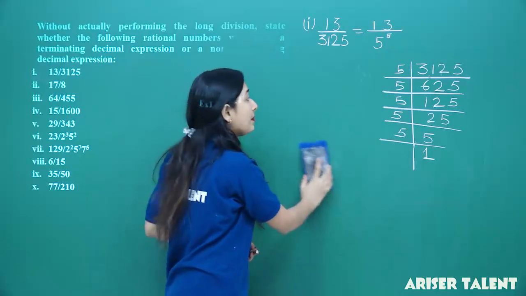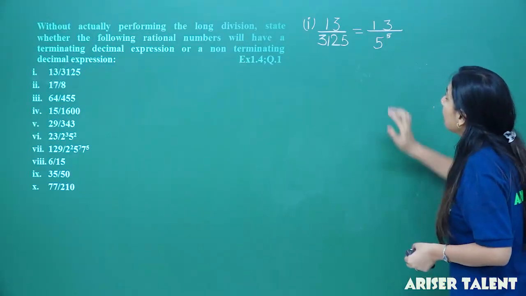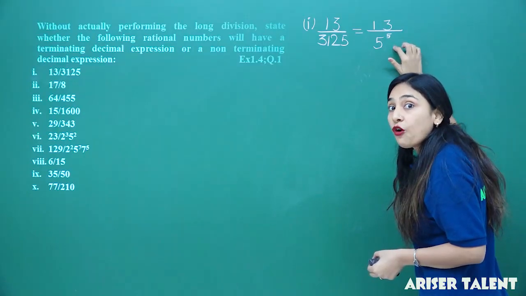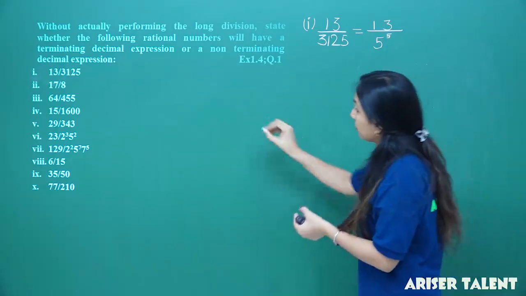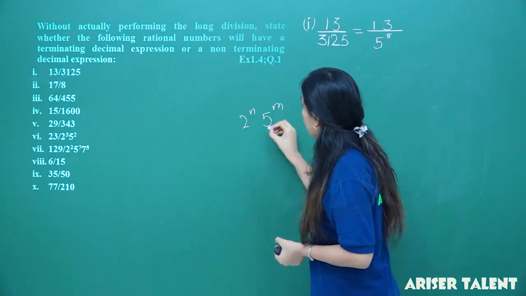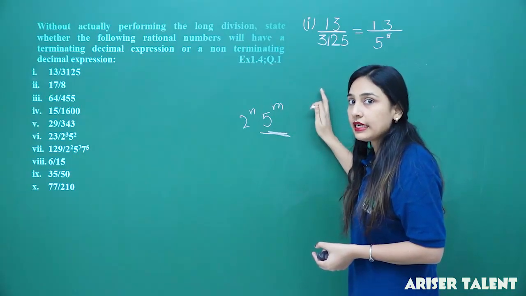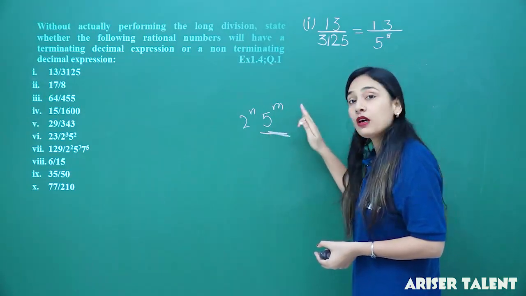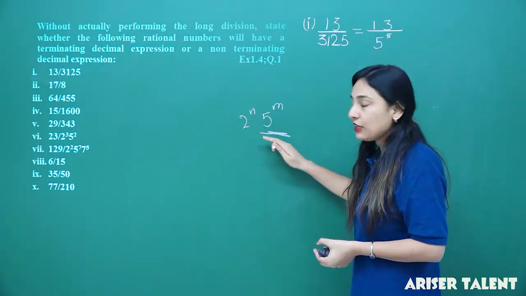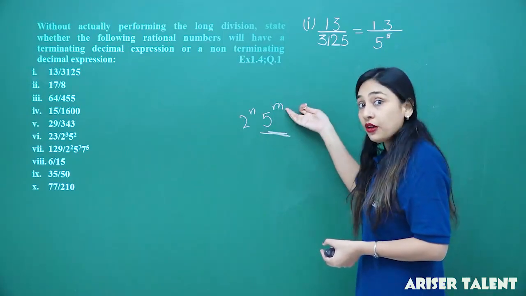Now, I am rubbing this. Now, look at the denominator. We have 5 raised to power 5 here, so it is in the form of 5 raised to power m. We have studied that it can be in the form of 5 raised to power m or 2 raised to power n.